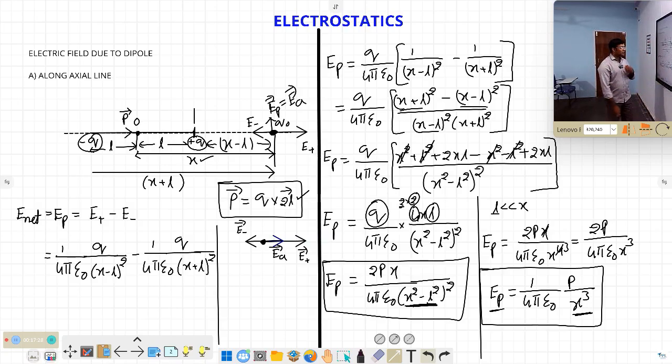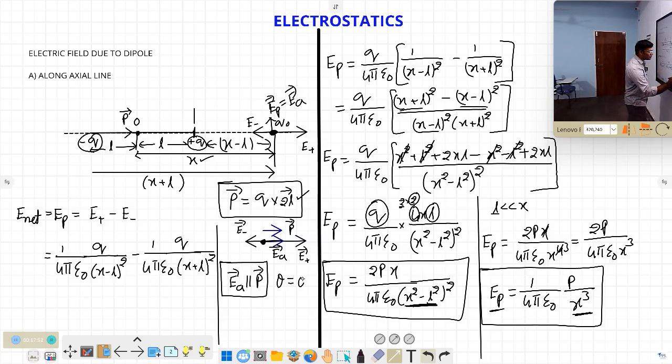If you observe the dipole moment, what is its direction? Left to right. This is the direction of the dipole moment. The electric field is also left to right. That means the electric field along the axial line is exactly parallel to the dipole moment. This is an important point. That means what is the angle between the electric field and the dipole moment?